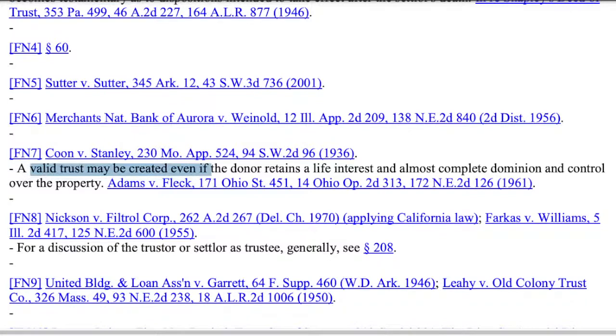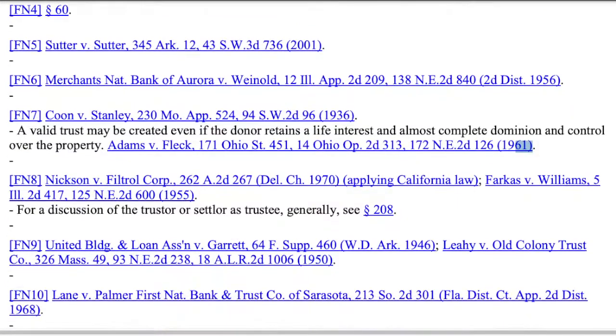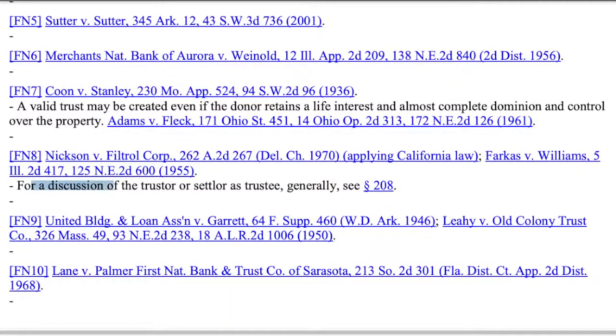A valid trust may be created even if the donor retains a life interest and almost complete dominion and control over the property. That's 1936. So well-stating law in 1961. So well-established law, we could say, for discussion of the trustor or settlor as trustee generally.